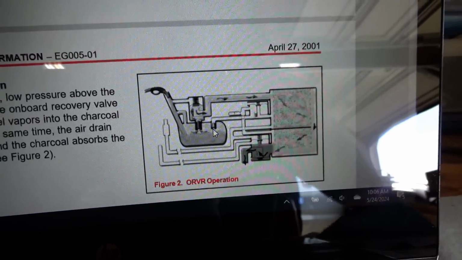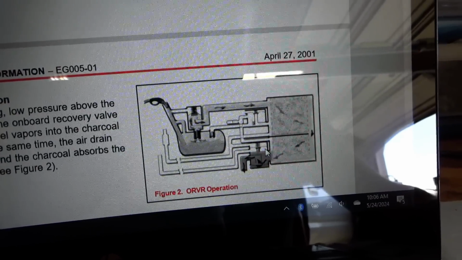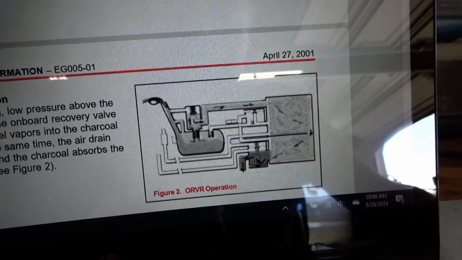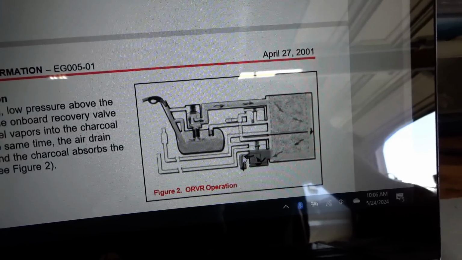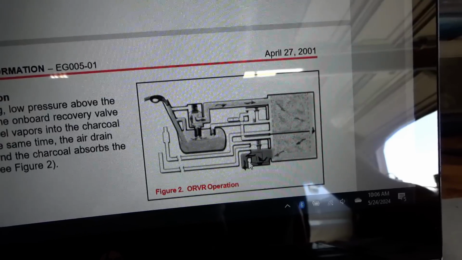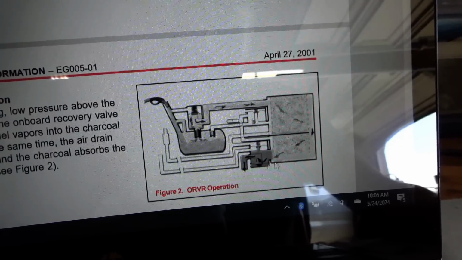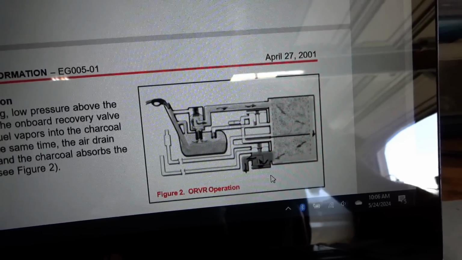So how do we check for that? Well, what I want to do to check this valve first is just put the smoke machine on the purge valve, pressurize the system, and see if there's free flow coming out of this drain valve. Then we can pinch this hose off and see if there's any leaks in the system. You might as well check for leaks as well. That would be my next step.